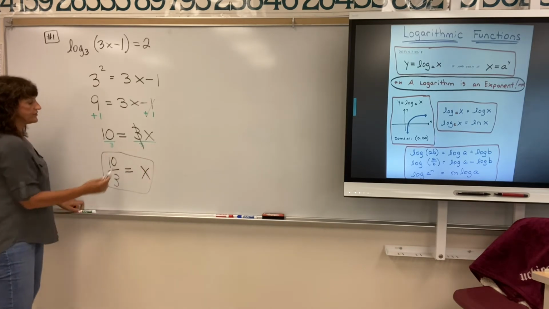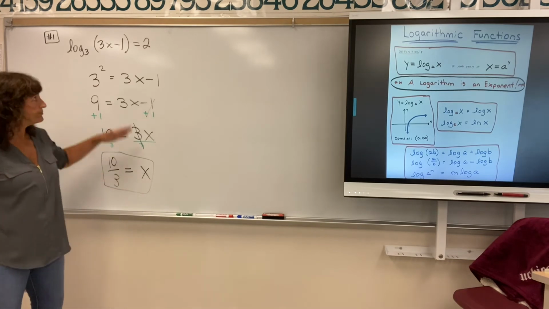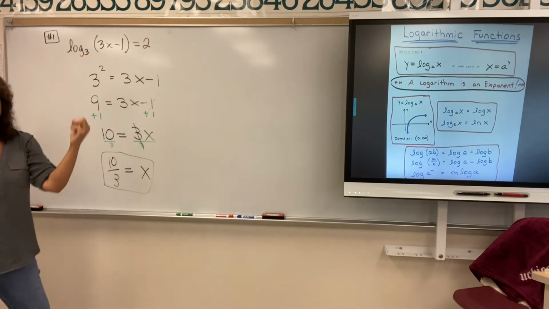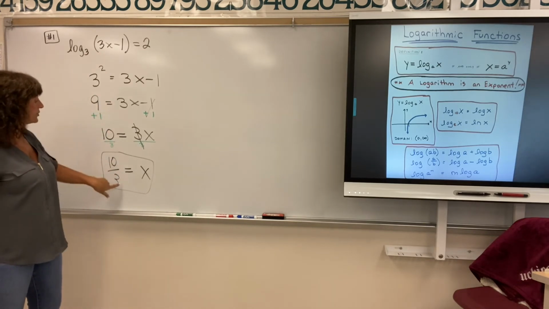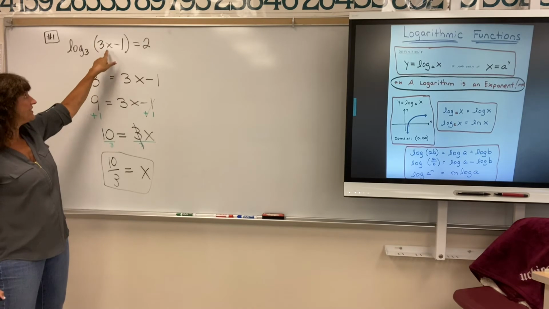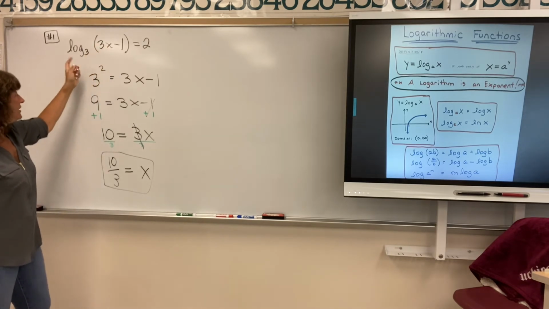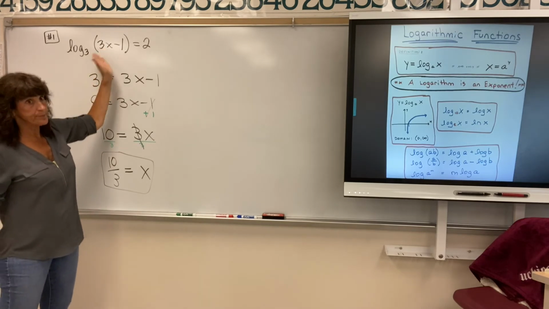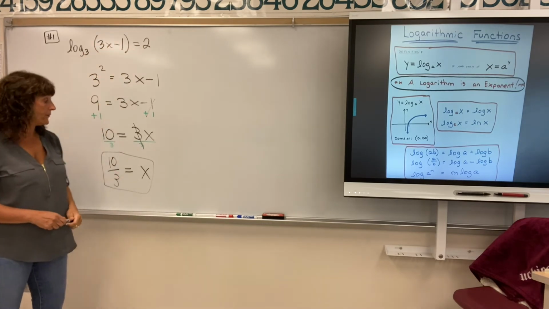So here's the answer. With logarithmic functions, you should take the answer, plug it back in, and check to make sure that you're not taking the log of a negative number. When you take 10/3 and plug it in, 10/3 times 3, the 3's cancel, you get 10. 10 minus 1 is 9. Log base 3 of 9, yep, 3 squared gives you 9, so log base 3 of 9 is 2, and so that works out.